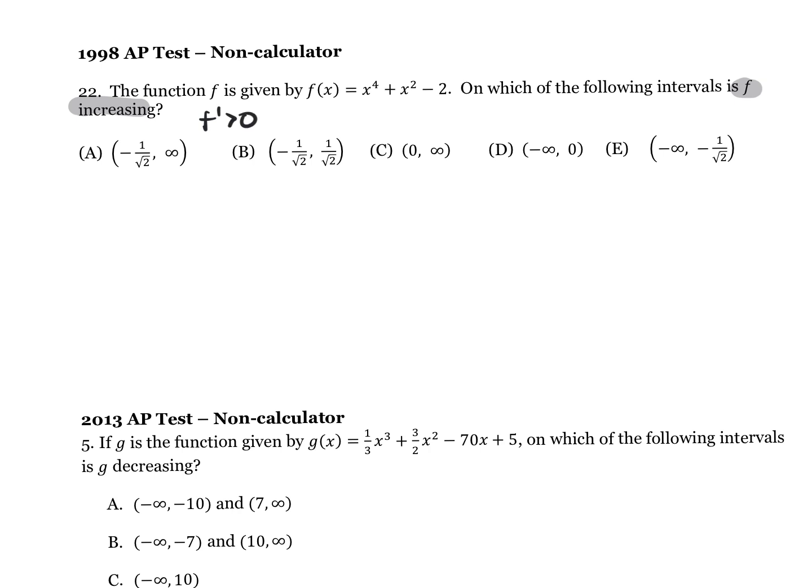Let's go find our f prime. My f prime would be 4x cubed plus 2x. We done with that? Okay. This is something new. I didn't realize that we were doing this today, but here we go. Okay, for something to be positive, do you agree that it's got to be bigger than 0?